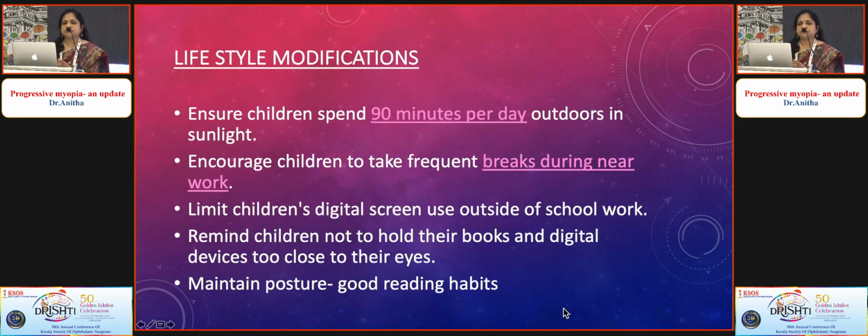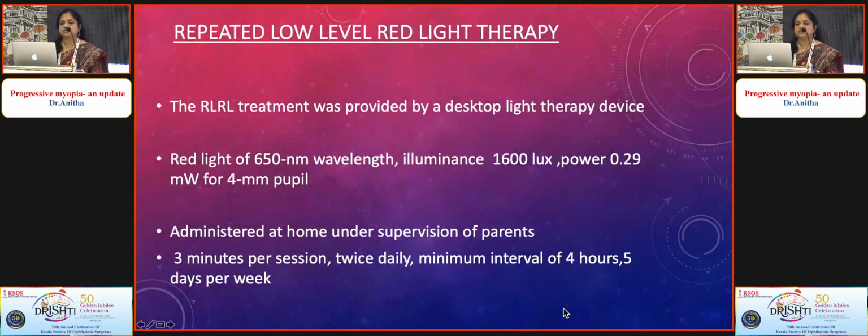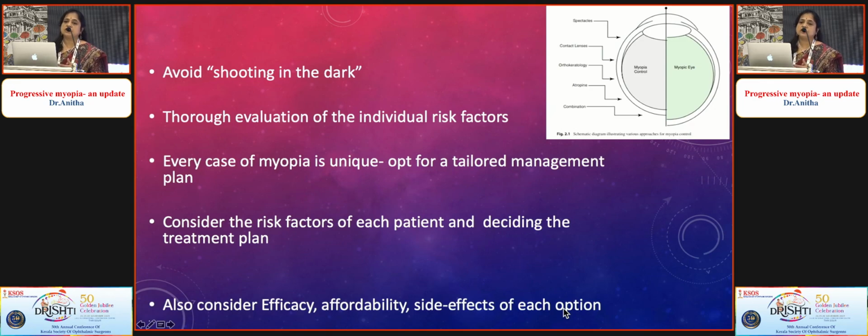Lifestyle modification is very much to be emphasized. At least 90 minutes to 2 hours per day of outdoor activity in good sunlight, and take breaks. Allow only 30 minutes of screen time and maintain posture. Low level red light therapy is another new thing coming up. We are not using it. So it has to be tailored. It's nothing like one size fits all.